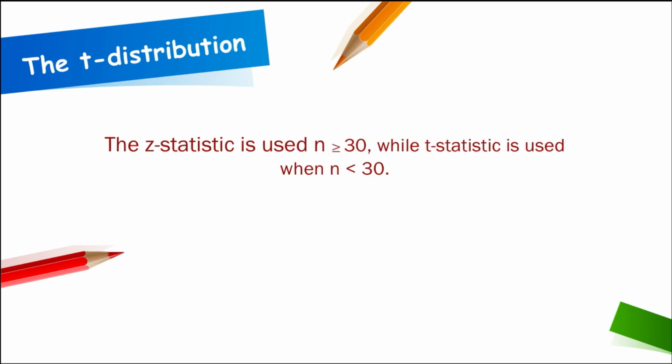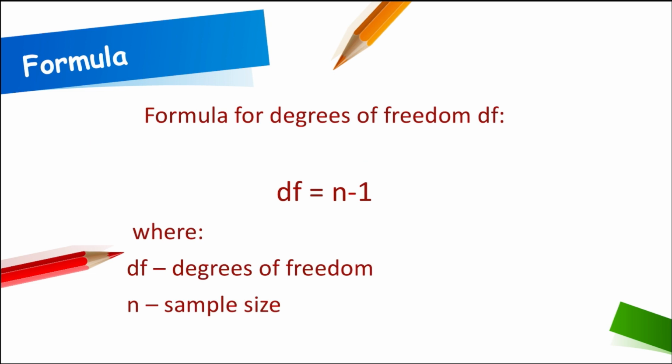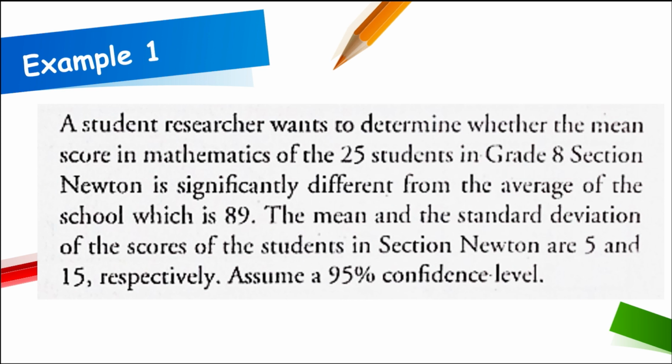The z statistic is used when n is greater than or equal to 30, while the t statistic is used when n is less than 30. To find a value in the table of t critical values, there is a need to adjust the sample size n by converting it to degrees of freedom, or df. The formula for degrees of freedom is df is equal to n minus 1, where df is the degrees of freedom and n is the sample size. So degrees of freedom is equal to n minus 1. Take note. Let's have example 1.